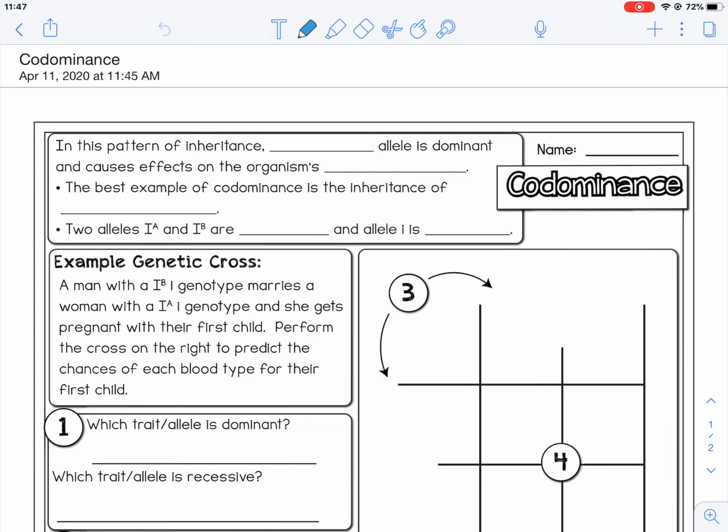Codominance. We've actually already talked about codominance a bit with blood type. We're going to go into a little more in depth in this set of notes. So the first thing that we need to do, put our name on our paper.